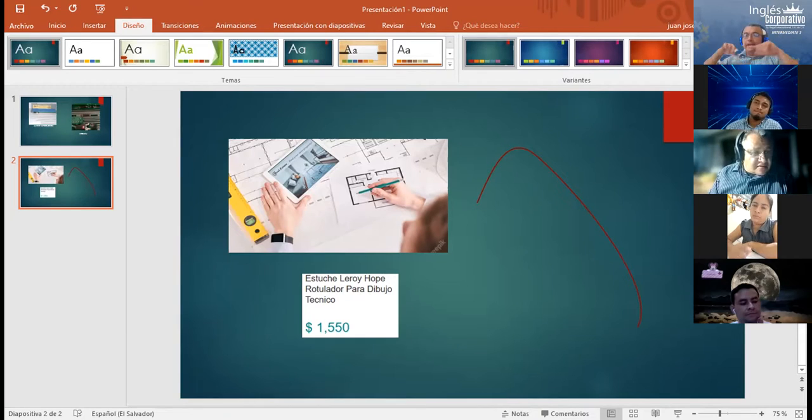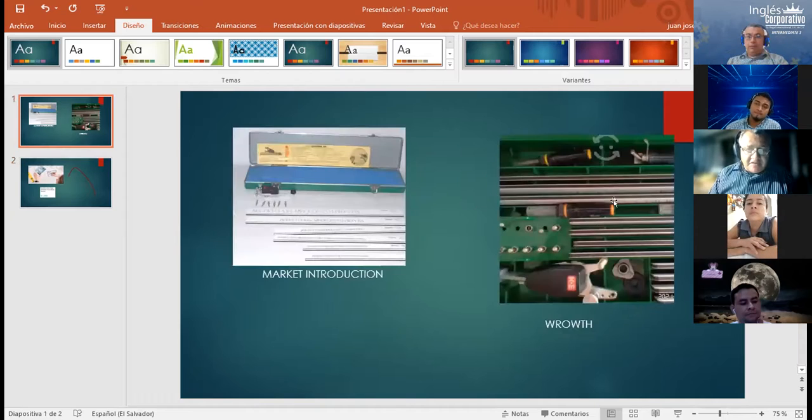because as a group, you have to draw a graph. For example, for the 80s. Market introduction, I think that this was at 7 years. And the T-square for the 80s. But when the CAD was introduced in the 90s, the T-square disappeared. In this moment, I think that nobody uses the T-square because CAD is easy.